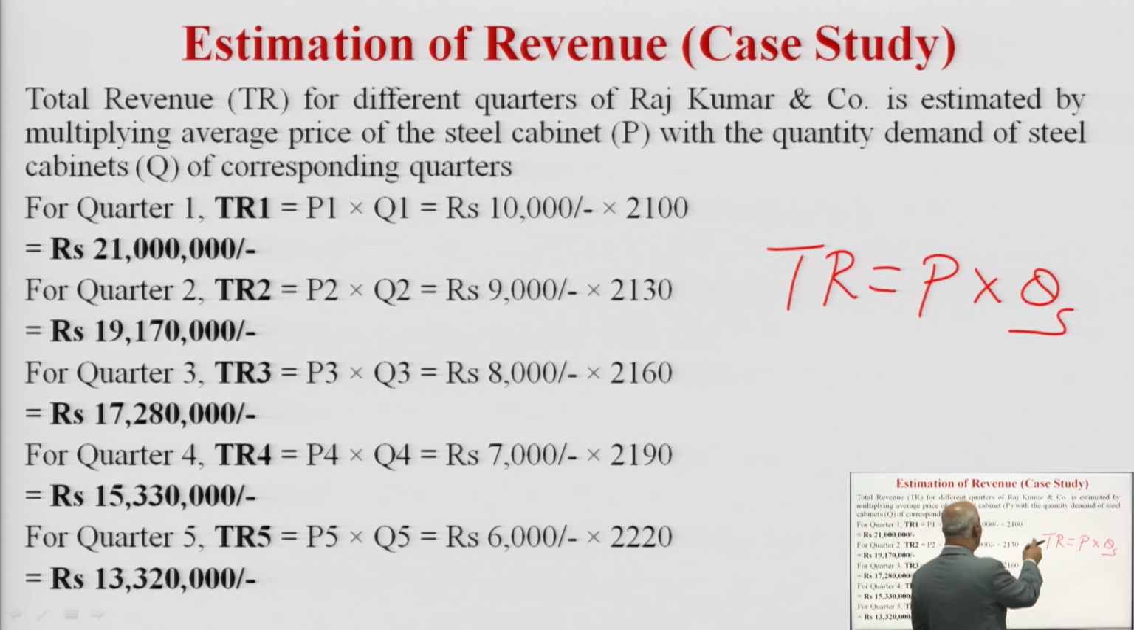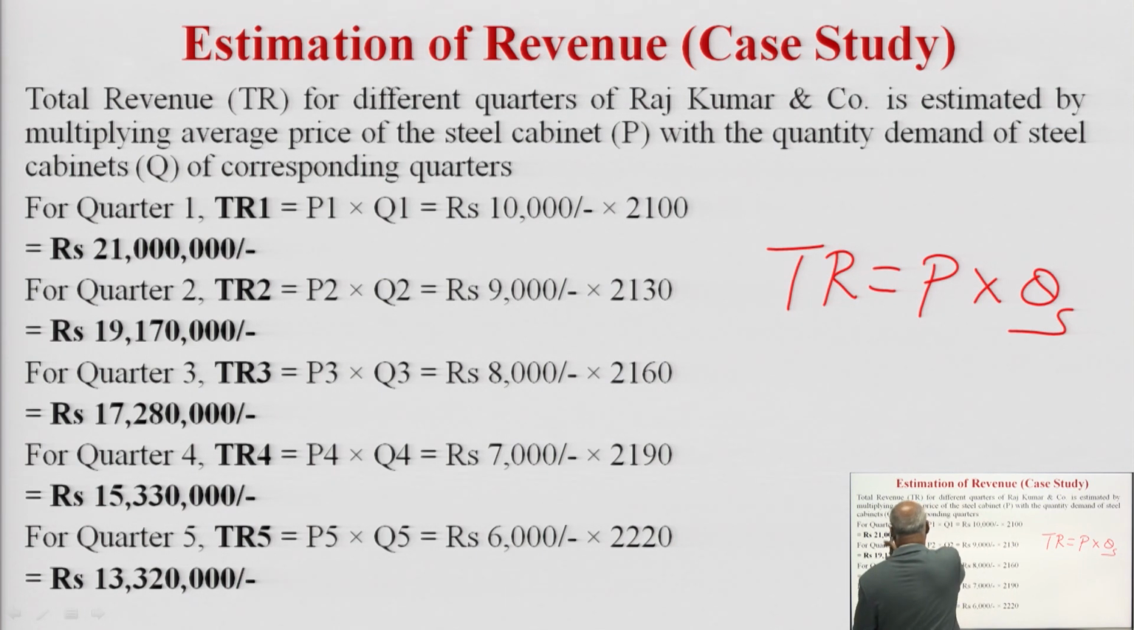Okay. So, what we need to do now: when the price is 10,000 rupees, how much is the quantity demanded? We got a quantity demanded of 2100, that is the quantity sold in the market. If 2100 units are sold in the market, and each product has been sold at a price of 10,000 rupees, then it is 10,000 multiplied by 2100 units sold in the market.